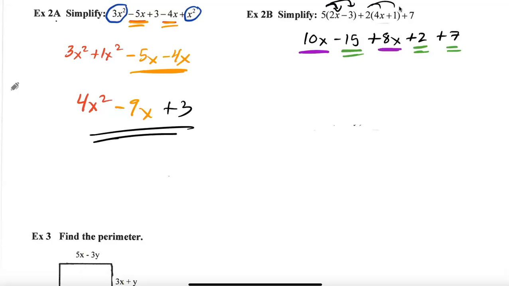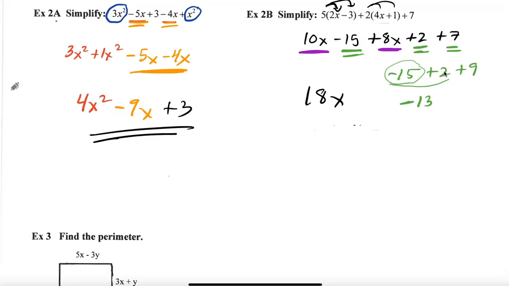So we'll go faster now. 10 plus 8 is 18x. Negative 15, let's write all these out here, negative 15 plus 2 plus 7. So again, if I did these two first, they are different signs. When they're different signs, subtract. So 15 minus 2 is 13. But which one's bigger? The negative was bigger, so it stays negative.